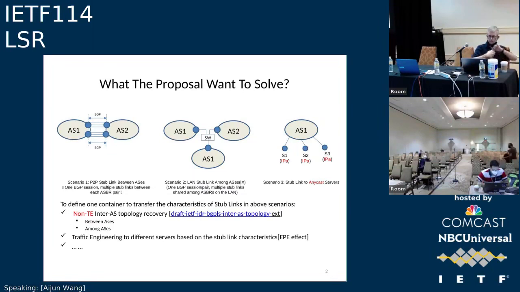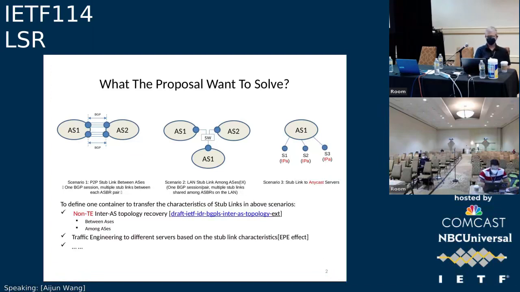The second scenario is for the internet exchange center. There may be several ASes connected via the LAN interface, and we also want to recover the interconnection topology among them. The third scenario is for the anycast server scenario. Several servers with the same address may be connected in different networks via stub links. So we want to define one container to transfer the characteristics of the stub links in the above scenarios, and to solve the non-TE inter-AS topology recovery, for example, between ASes and among ASes. And also we want to do some traffic engineering to different servers based on the stub link characteristics.